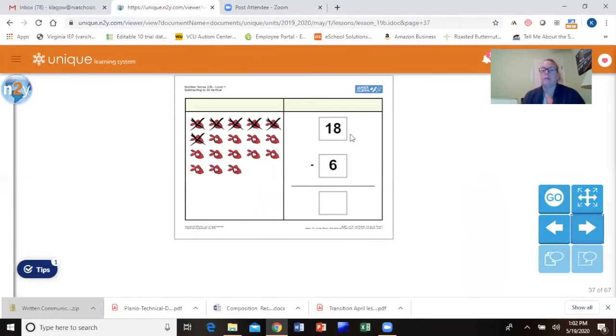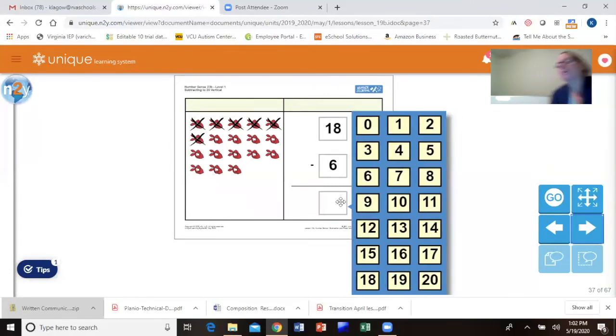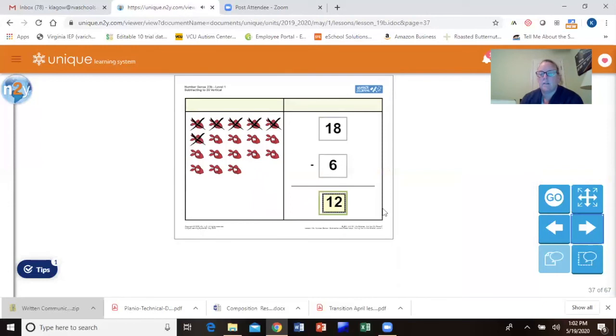Here it is again, 18, and they crossed off 6. And the ones that are left over is 12, and you can match the 12 again. The 12 has a 1 and a 2 in it. Point to that number 12. If you pointed here, you are correct.